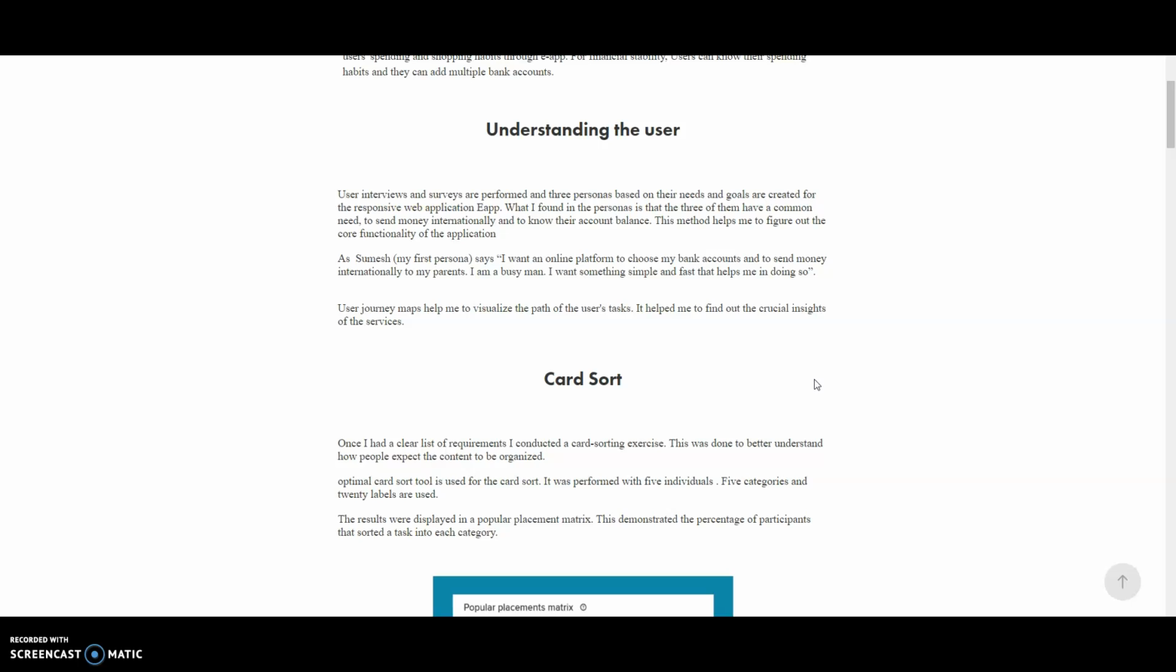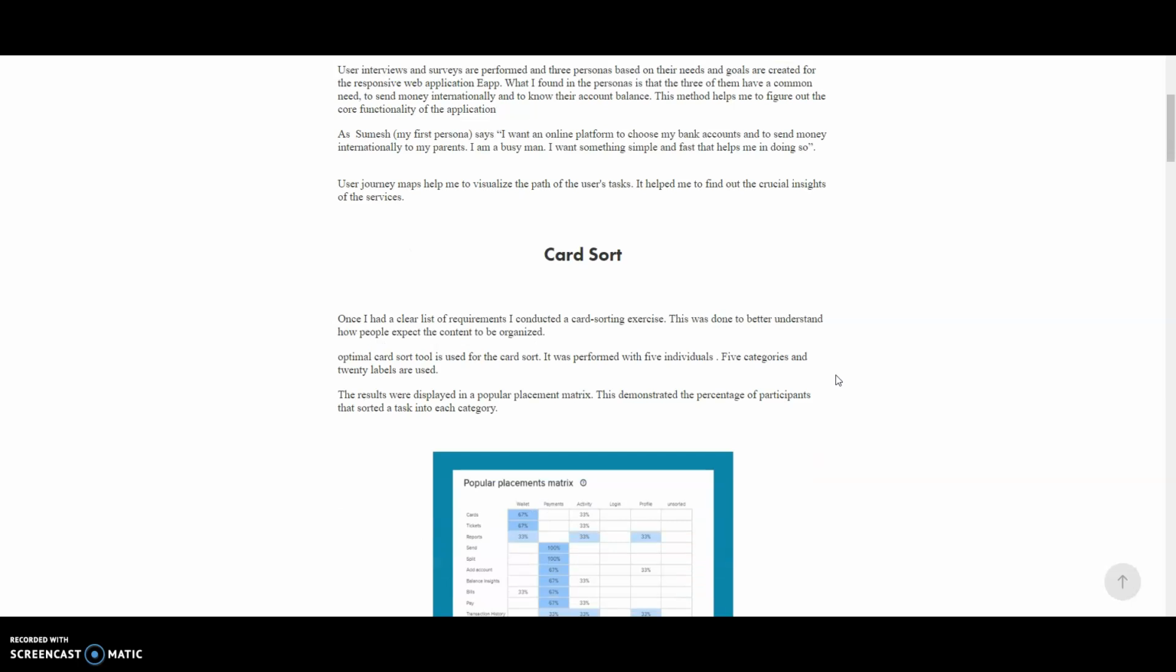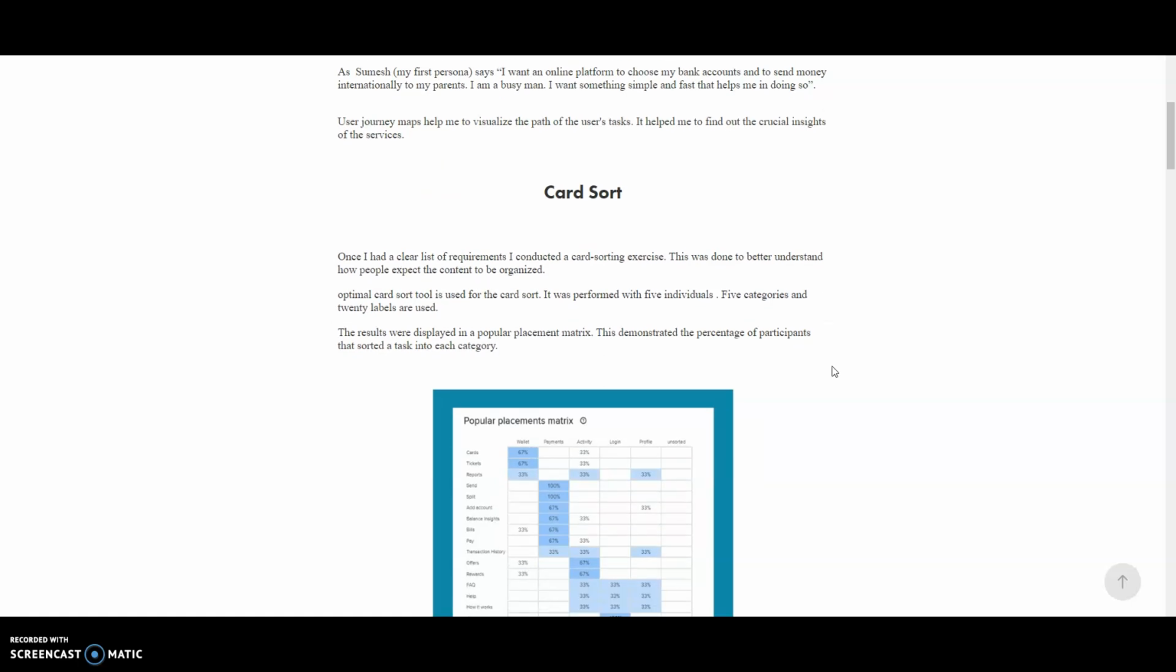User journey maps helped me to visualize the path of the user task, and helped me find out the crucial insights of the services. Once I had a clear list of requirements, I conducted a card sorting exercise, and this helped me better understand how people expect the content to be organized.